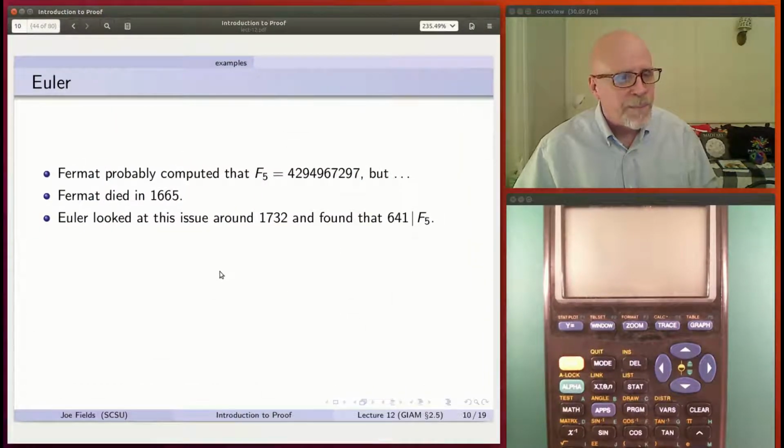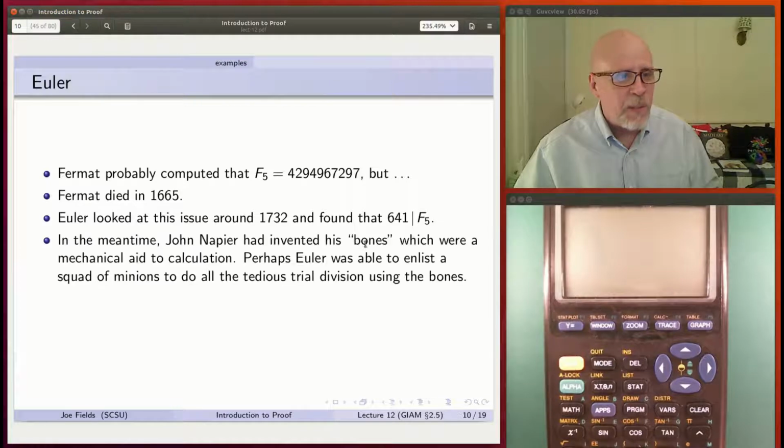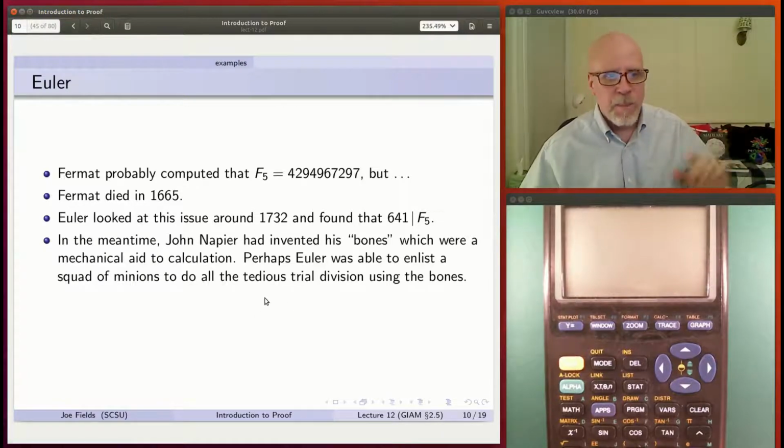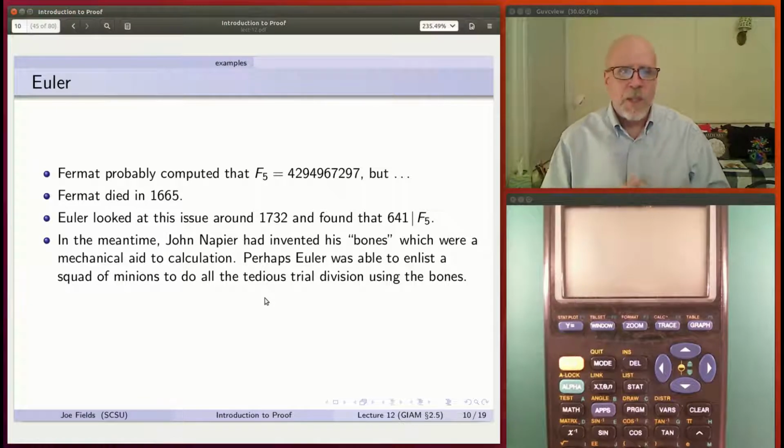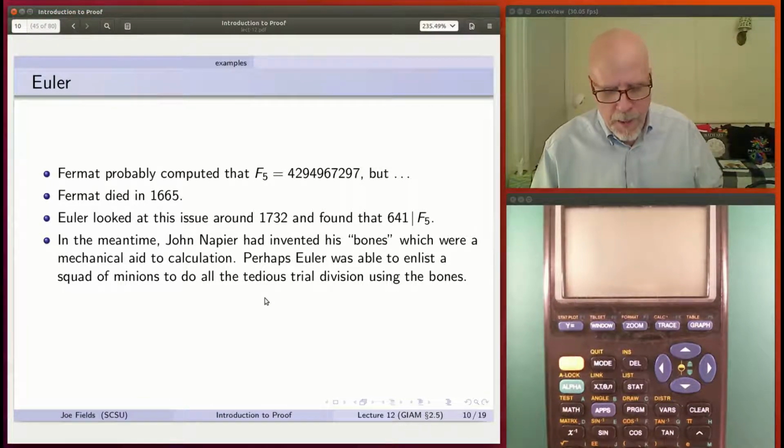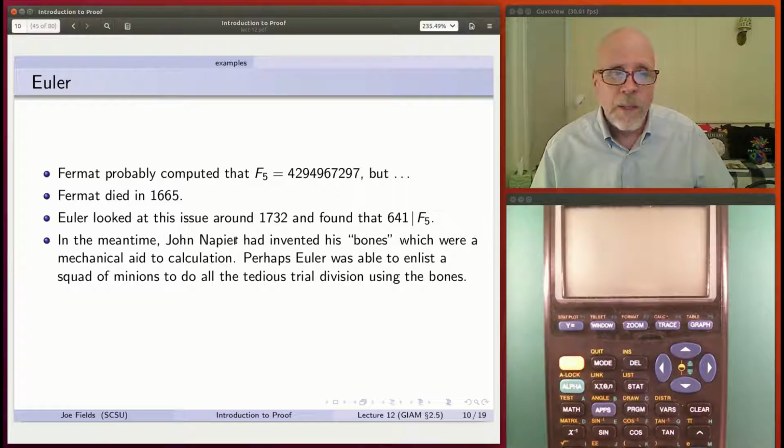I'll stop doing these historical sidelines. So he found that 641 was one of the divisors of F5. And this is just me making a conjecture. I don't know if this is the case, but I think in between when Fermat made his conjecture that the Fermat numbers were prime, and when Euler looked at it in 1732, the thing that had happened in between was a man named John Napier had created something he called the bones. They were called bones because they were often made of ivory, but they were a calculational tool.